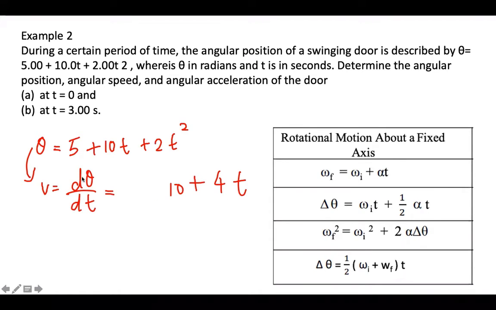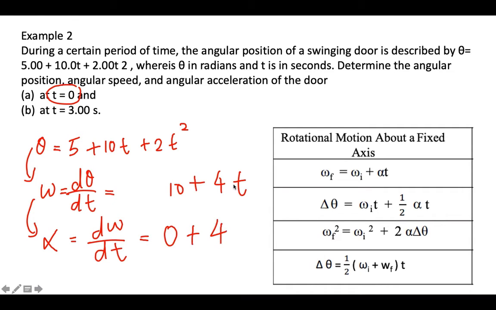So this is the formula for velocity. Sorry, not velocity, it is the angular speed. All right, this is good. We substitute the time 0 here, which means this is equal to 10 radian per second. All right, simple. And next, we're going to find the angular acceleration. Then we differentiate the angular speed one more time. Differentiate 10, we got 0. Differentiate 4t, we got 4.